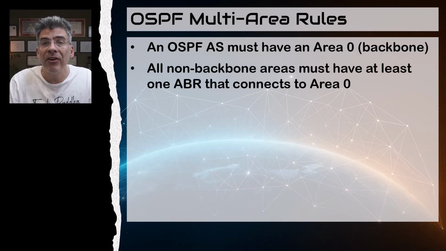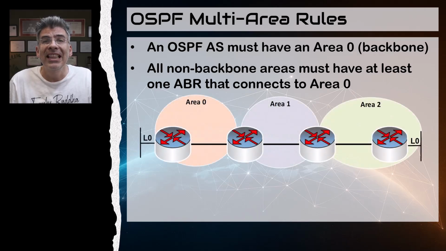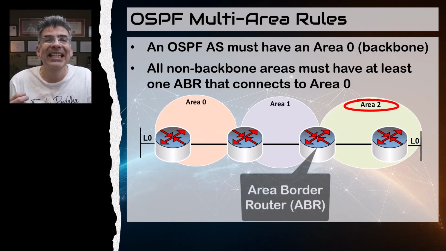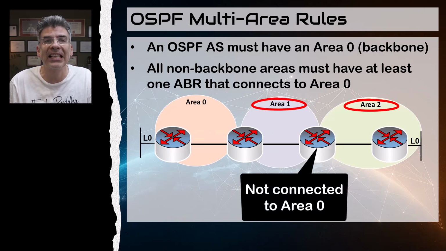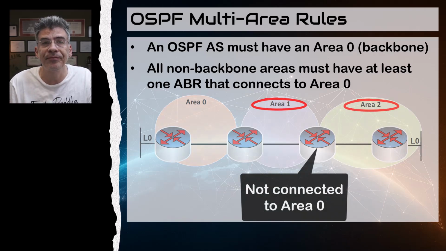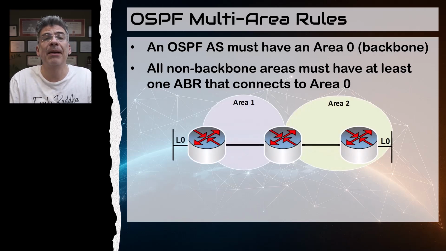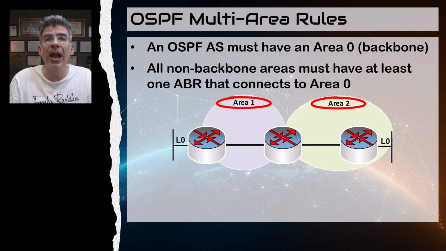All areas must have at least one router that is connected to the backbone area. In other words, this is not acceptable. As you can see, Area 2 is violating the rule because it does have an ABR, but that ABR is not connected to the backbone area as well. Now, this isn't acceptable either because there is no backbone area. There is no Area 0.